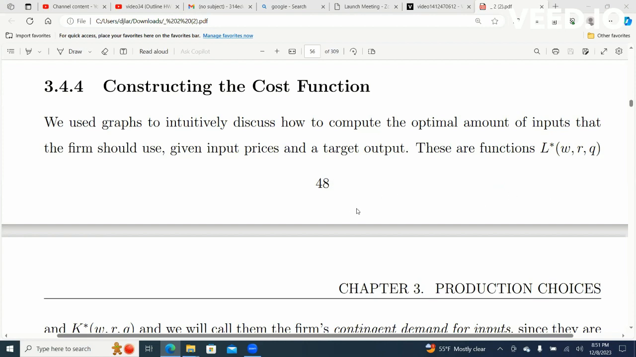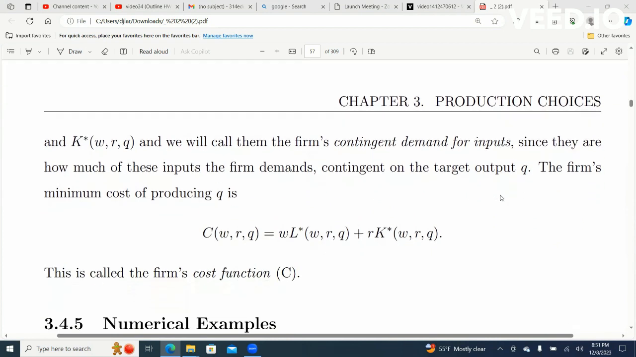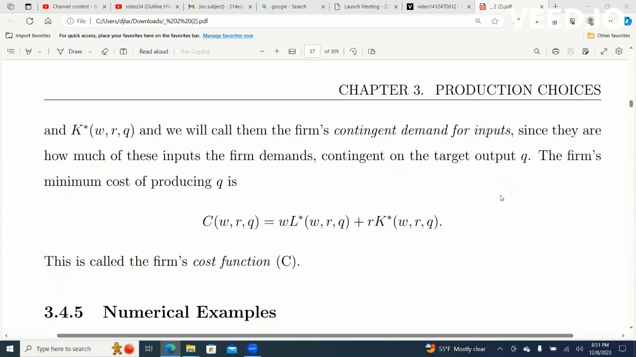But we use graphs to intuitively discuss how to compute the optimal amount of inputs that the firm should use, given input prices and target output. These are functions. So what they do is they have labor as a function of W, R, and Q. So, I mean, you can change W, R, and Q. Those are supposed to be constants, maybe not. But they do it here where the labor is a function of a wage, R is kind of like that rent thing for capital, and Q quantity. And then they have capital the same, as a function of wage, rent, and quantity.